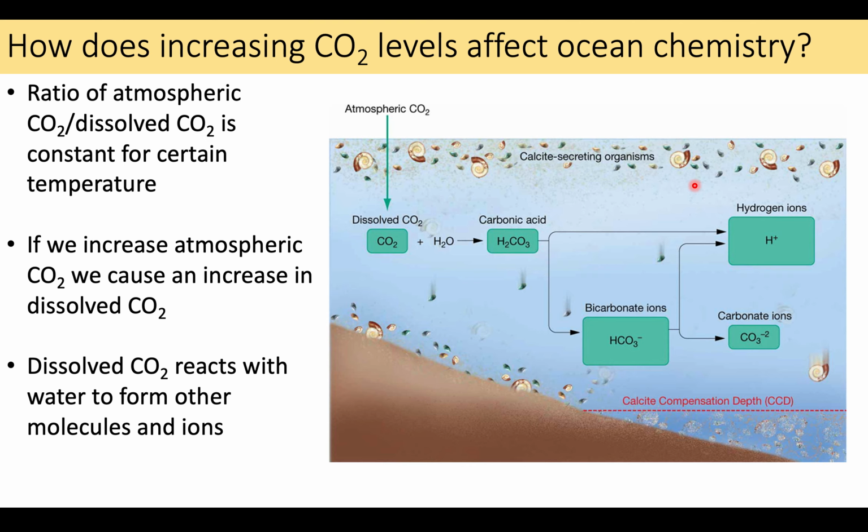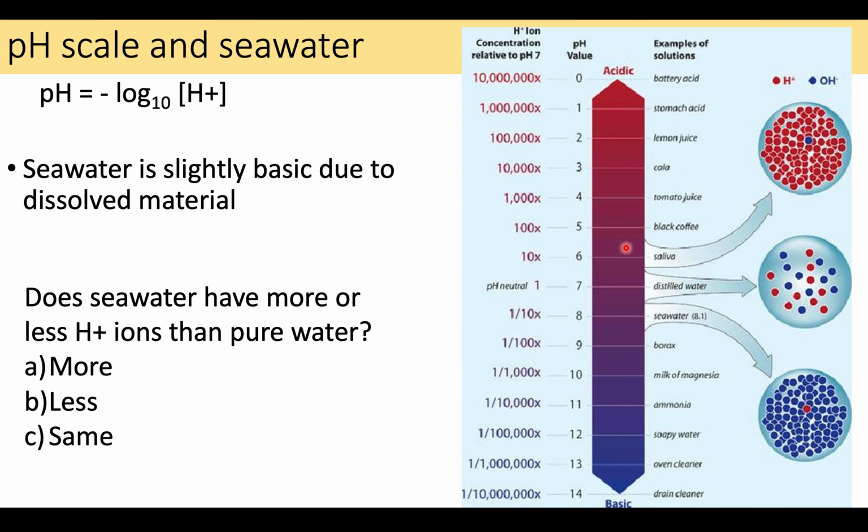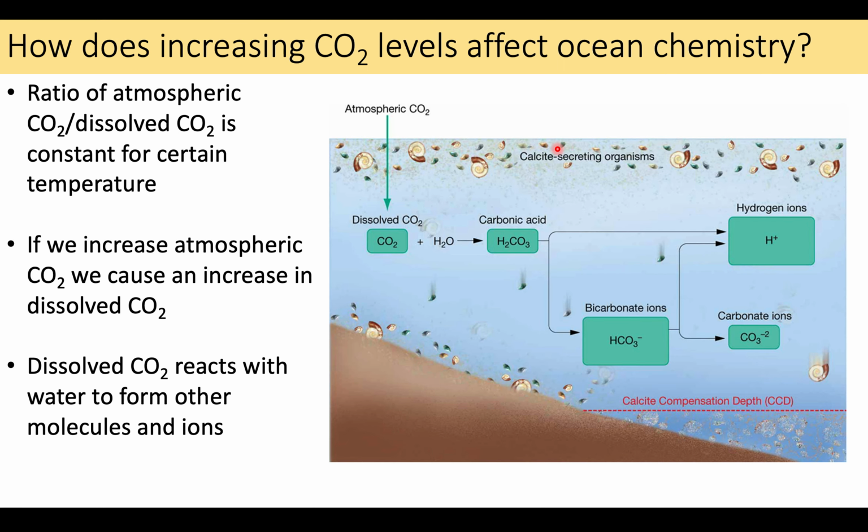So now our increasing CO2 in the atmosphere increases our CO2 in the ocean, which leads to an increase in hydrogen ions, which means our ocean is getting more acidic. Our ocean water is going to move towards the higher H plus concentration. So our ocean is going to get more acidic.